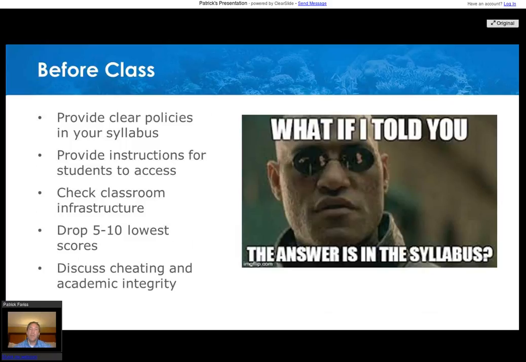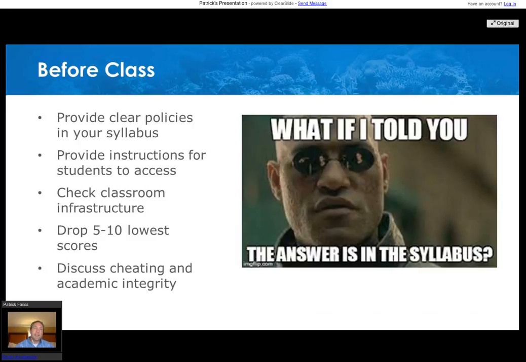We talked about this a little bit earlier. Provide clear policies in your syllabus. What will happen if their battery dies, their phone doesn't work? Talk about some of those things with your students. Provide resources. What happens if they need technical support? Where do they call? What do they do? Provide instructions. How do students access the technology? Where do they join your class?